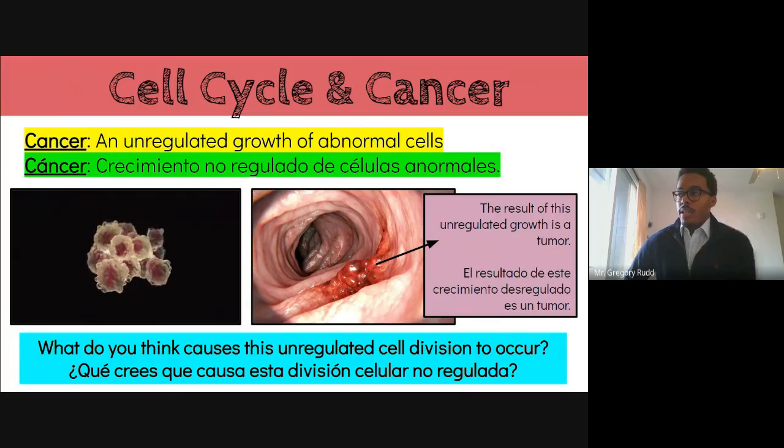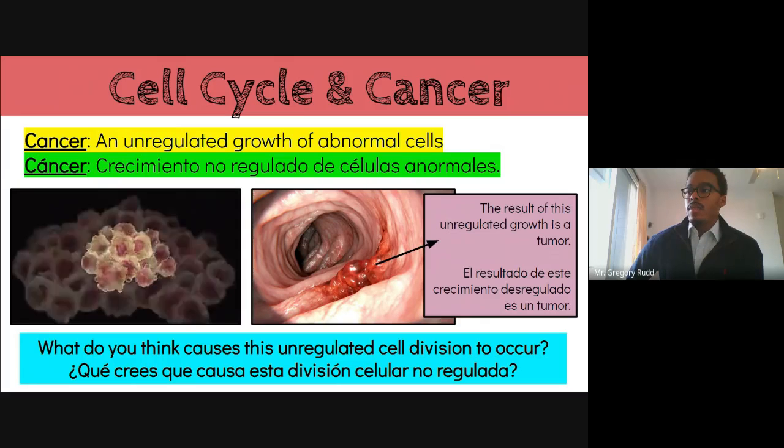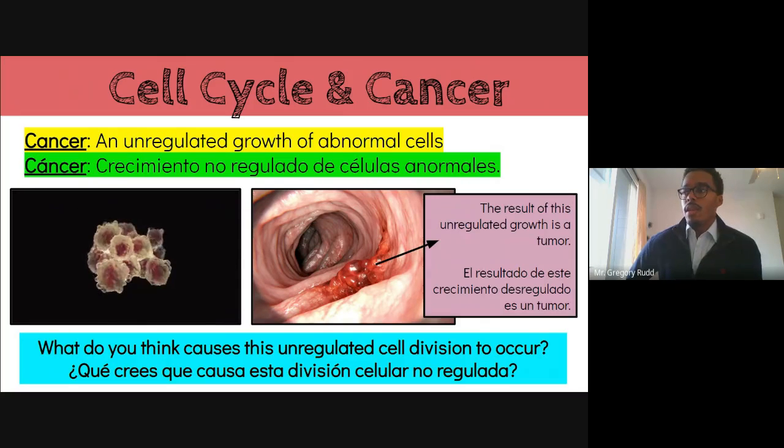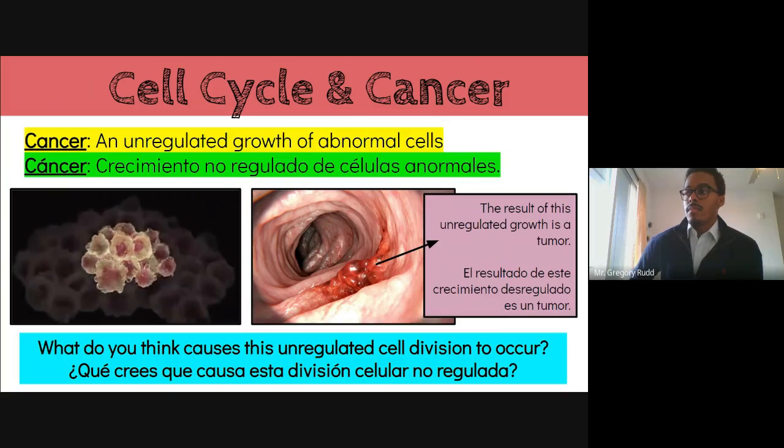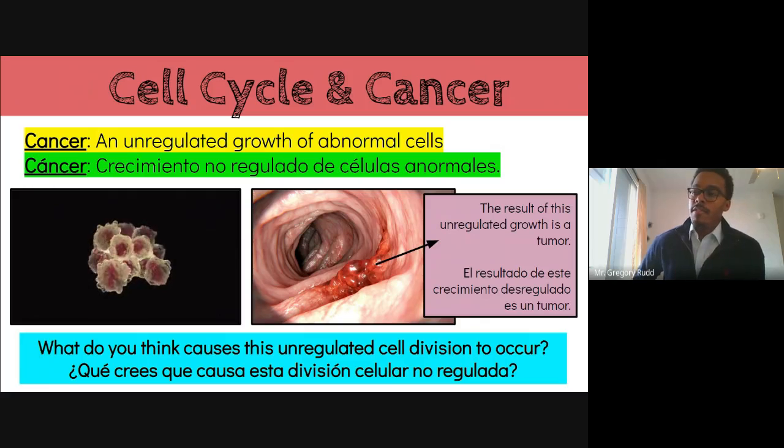If there are no checkpoints, unfortunately, it can lead to cancer. It can lead to unregulated growth of abnormal cells. And if left untreated, and if the body has limited defenses against this unregulated growth, then it can lead to a tumor. The image on the right shows one of those tumors that appears to be a colon cancer tumor. So it's in someone's large intestine.